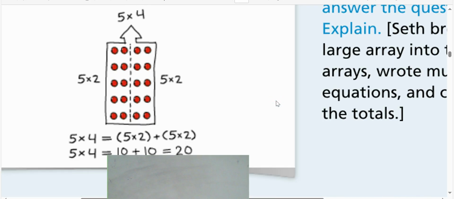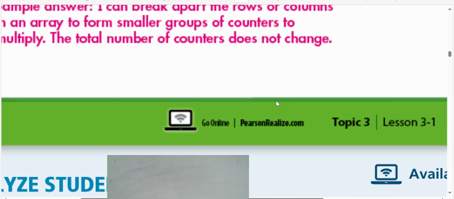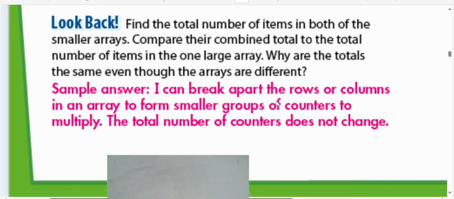Okay, next question. Find the total number of items in both of the smaller arrays and combine the total to the total number of items in the one large array. Why are the totals the same even though the arrays are different? I can break apart the rows or columns in any array to form smaller groups to multiply. The total number of items doesn't change. Look at this example.